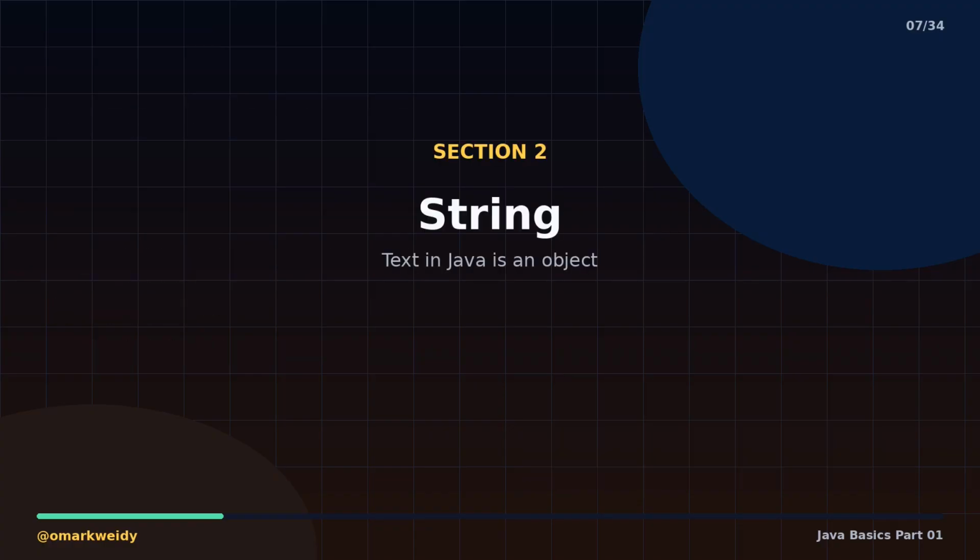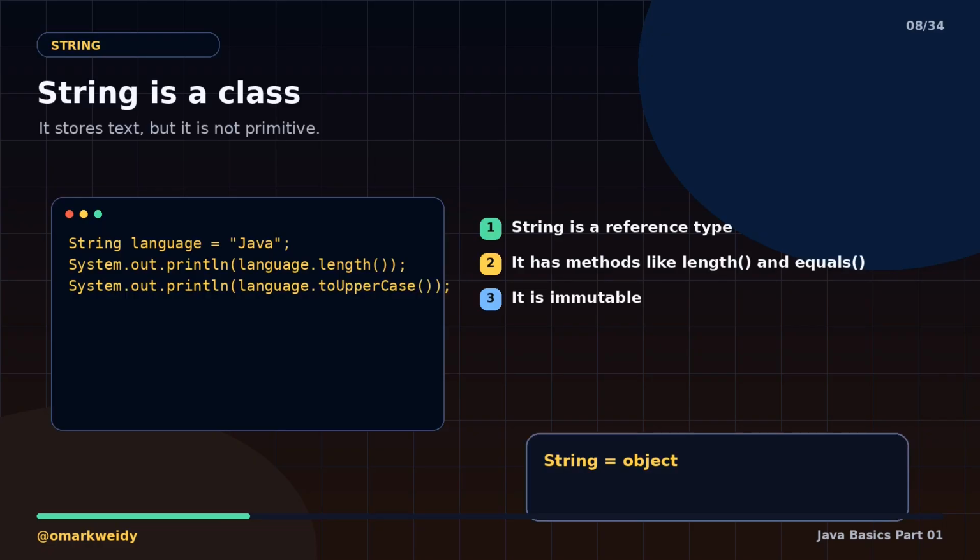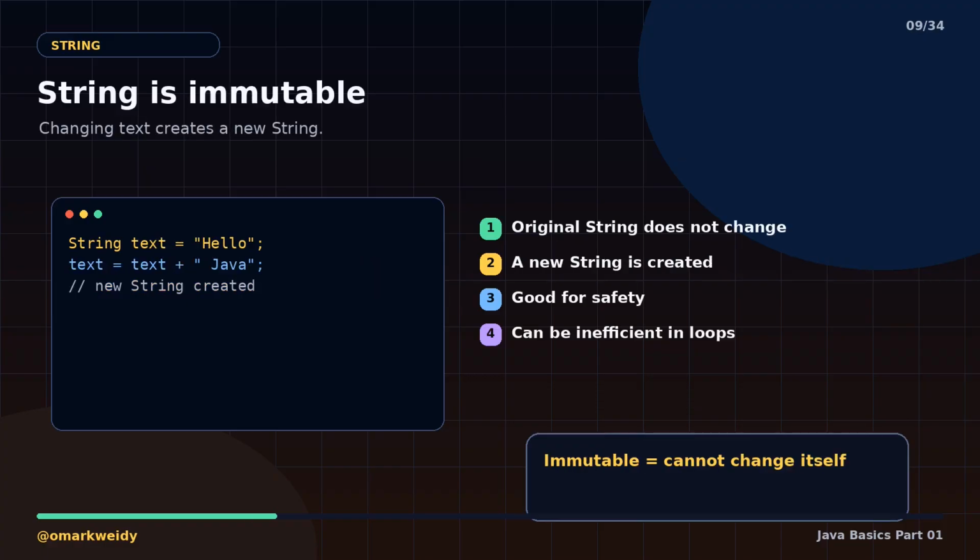Now let's talk about String. Beginners often think String is just a primitive type because it looks simple. But String is actually a class and a reference type. String stores text, but it is an object. That's why we can call methods like length, toUpperCase, and equals. This is also why string comparison needs attention.